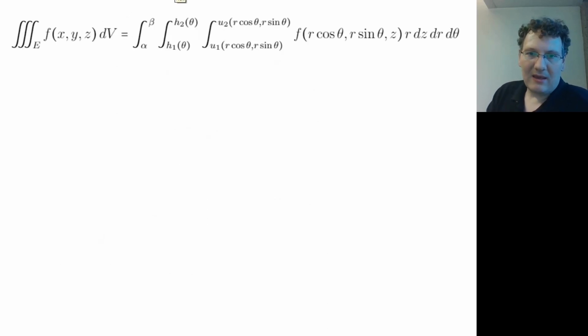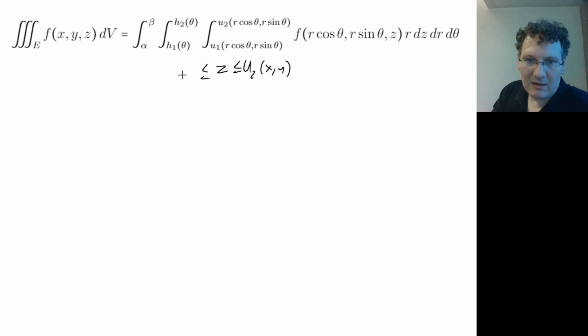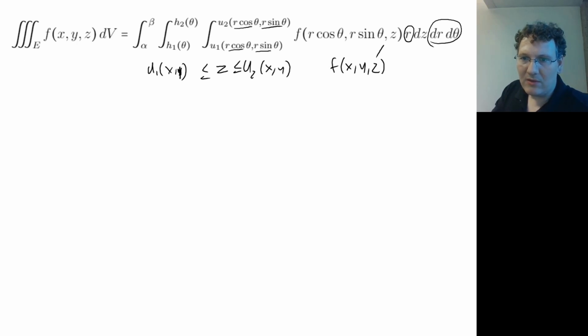When you're evaluating an integral in cylindrical coordinates, your z is still going to be bounded. Whereas before we would say z is bounded between u1 of x, y and u2 of x, y, we're instead going to write it as u1 of r cos theta, r sine theta and u2 of r cos theta, r sine theta. That's the conversion. And as before, when we converted to polar coordinates for integrals, you get an r with your dr d theta. They come as a package. You can't not have that r. So we replace f of x, y, z with f of r cos theta, r sine theta, and z. It's pretty straightforward, in fact. It's just a matter of figuring out what the region of integration is.